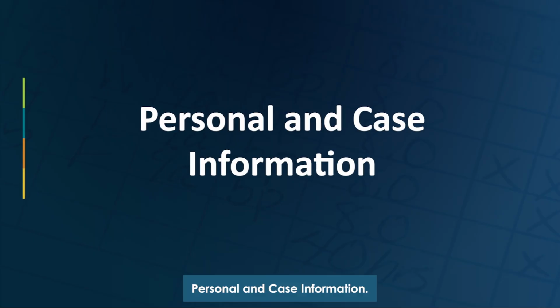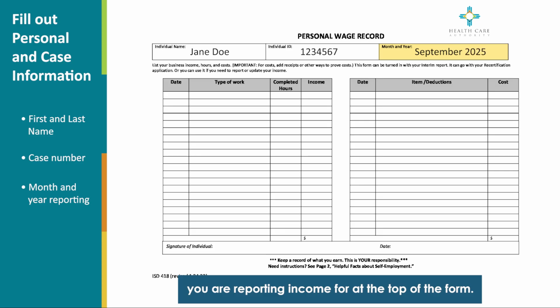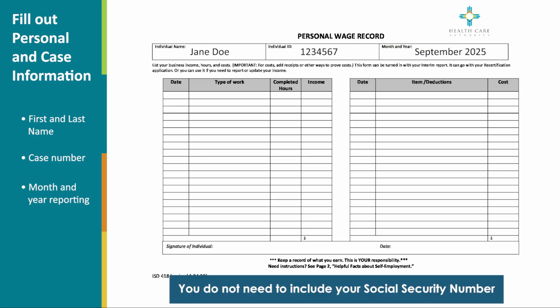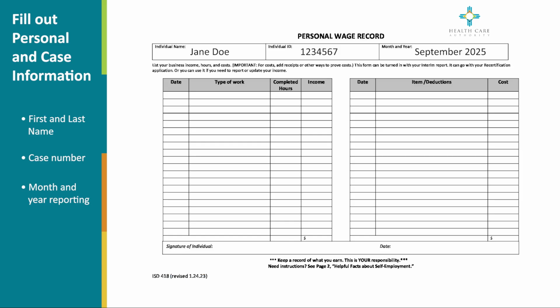Personal and case information. To get started, enter your full name, case number, and the month and year you are reporting income for at the top of the form. You do not need to include your Social Security number anywhere on your personal wage record.